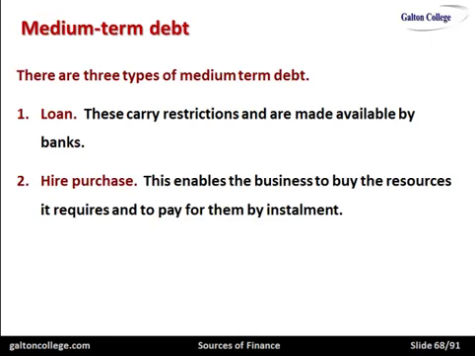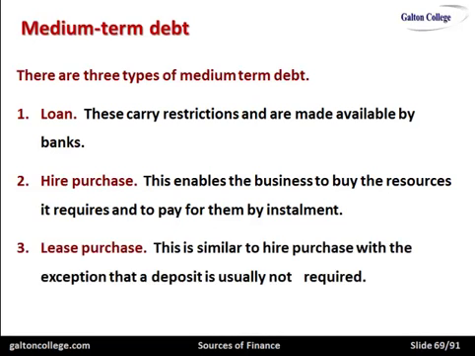It could be hire purchase. This enables the business to buy the resources it requires and to pay for them by installments. This is particularly popular with very expensive pieces of capital equipment. So a company buys a very sophisticated, very expensive machine, and as a part of the purchase, the seller agrees to take the payment in installments over a number of years perhaps. So the company buys the machine over a long period of time.